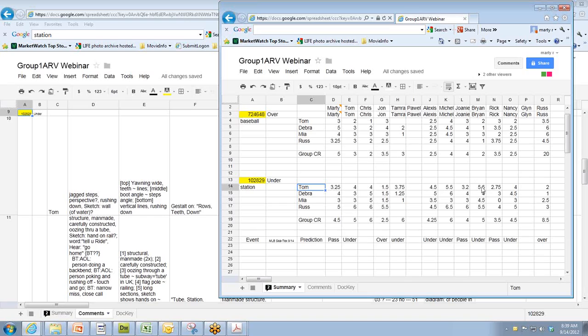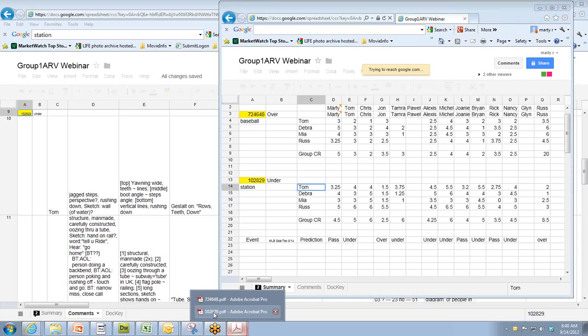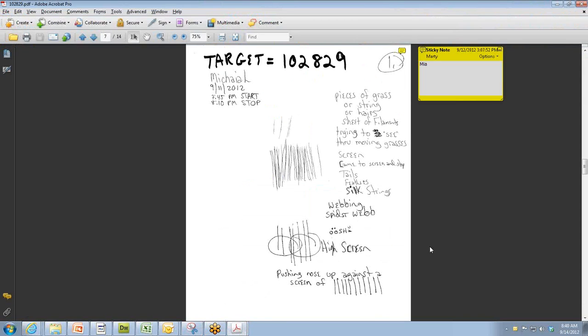I tell you what, Marty, let me pull it back up and look at it. Hold on. What was the 102829? Right, but what viewer? Tom. So it was the first one. In fact, on the first page for Tom, I got just about everything highlighted.